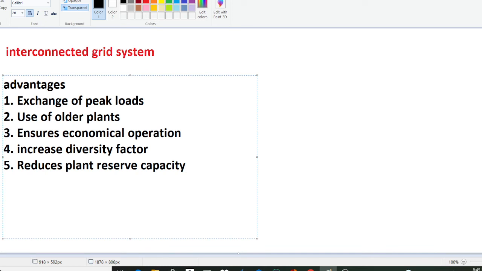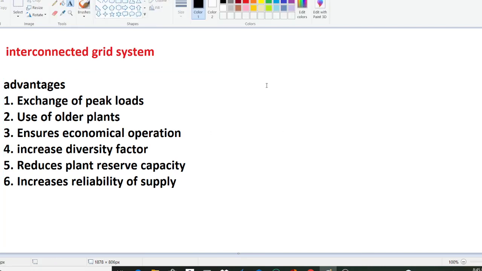The last point, the sixth point, is that it increases reliability of supply. The interconnected system increases the reliability of supply. If a major breakdown occurs in one station, continuity of supply can be maintained by the other healthy stations.